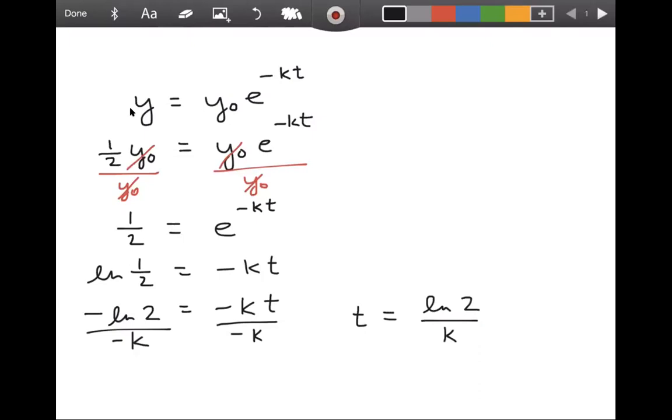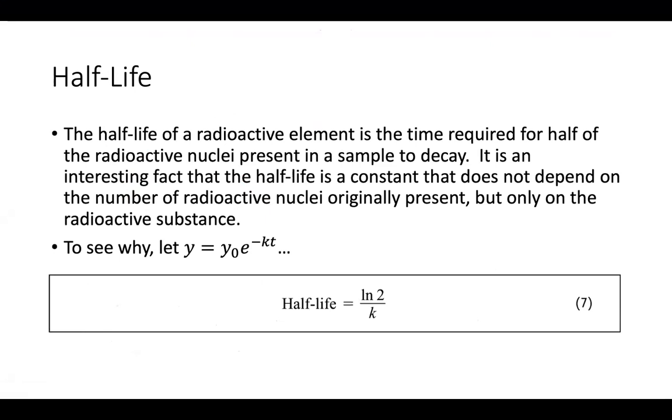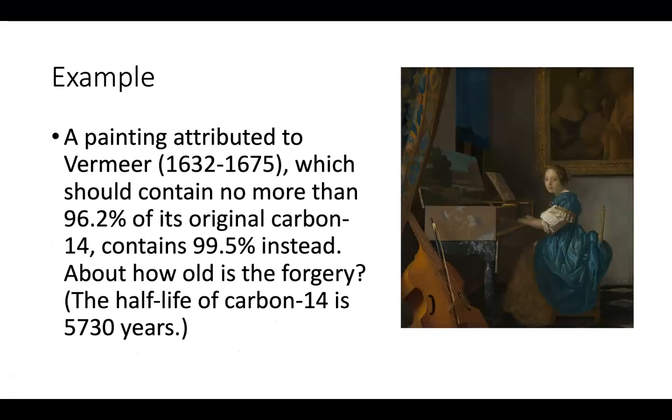All right, so now I think we are ready for an example. So there's that formula officially. All right, so here's a fun example. A painting attributed to Vermeer, which should contain no more than 96.2% of its original carbon-14, instead contains 99.5%. About how old is the forgery? And they tell me that the half-life of carbon-14 is 5,730 years. So this is referring to what's called carbon-14 dating. It's a method for determining the age of fossils and various other old things, and it could also be used for very old paintings.